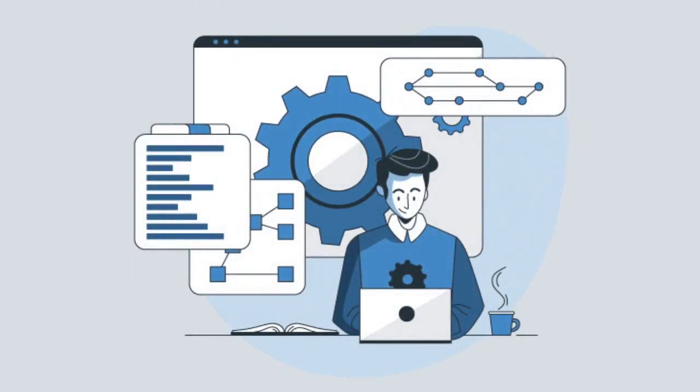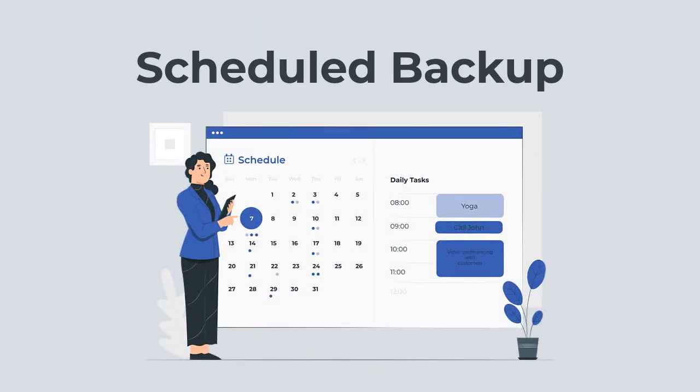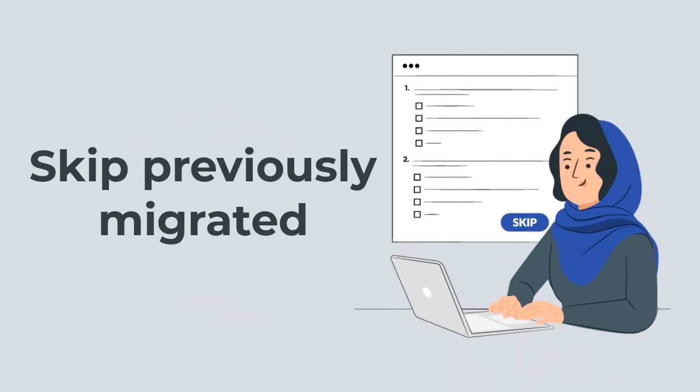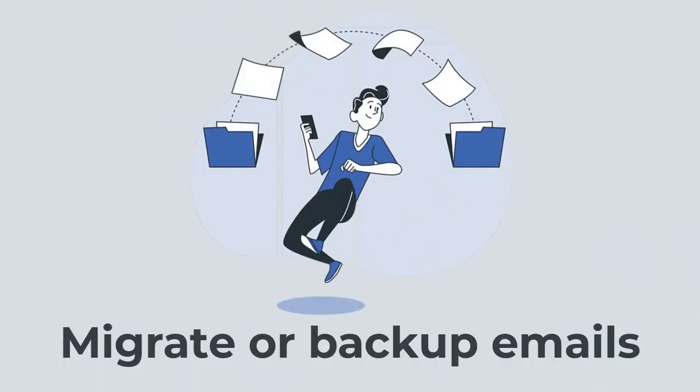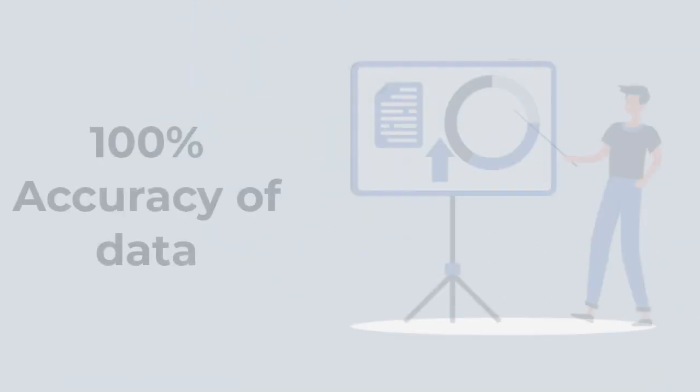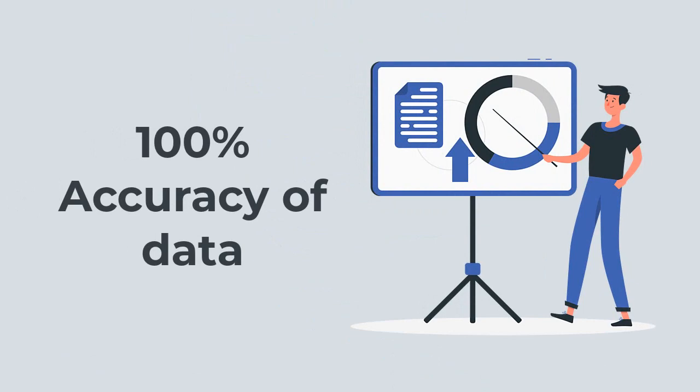Moreover, using this utility, you can set the scheduled backup, skip previously migrated emails, and migrate or backup emails without attachment files, with 100% accuracy of data. Now, let's check out some salient key features and benefits of the software.